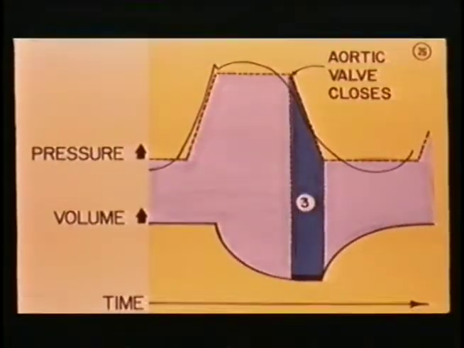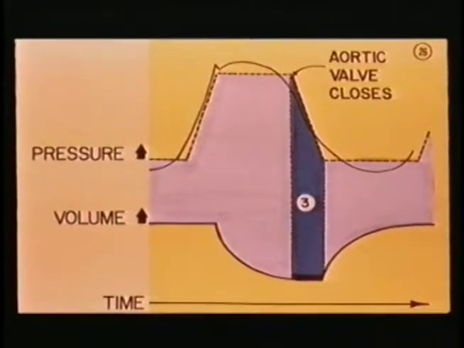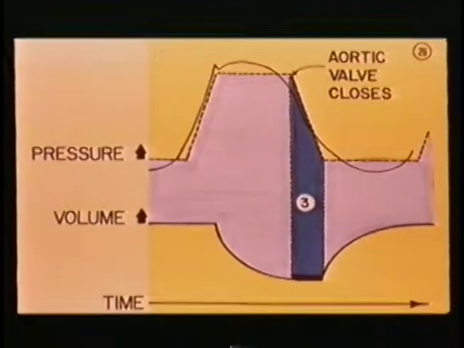Slide 26. When ejection ceases, the aortic valve closes and phase 3 begins. Ventricular pressure falls rapidly, and since all valves are closed, there is no volume change.